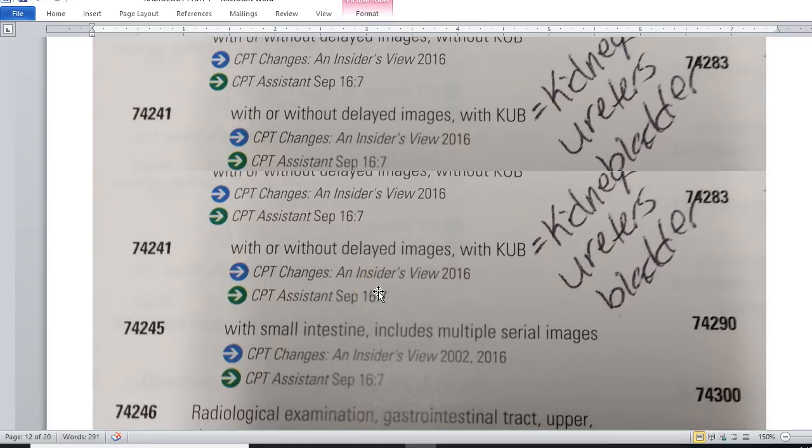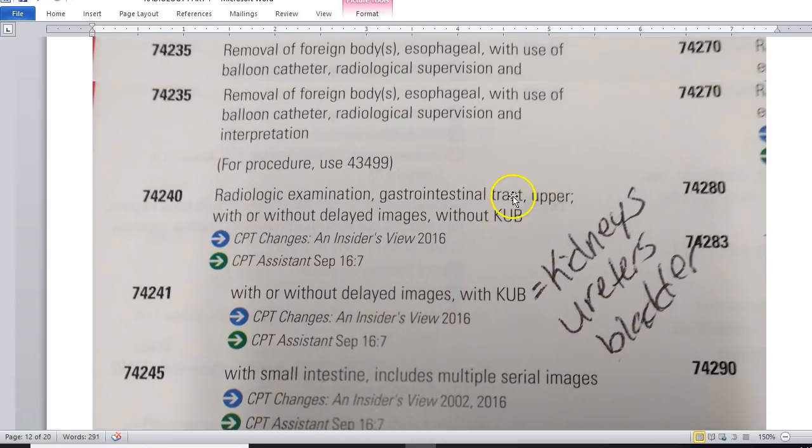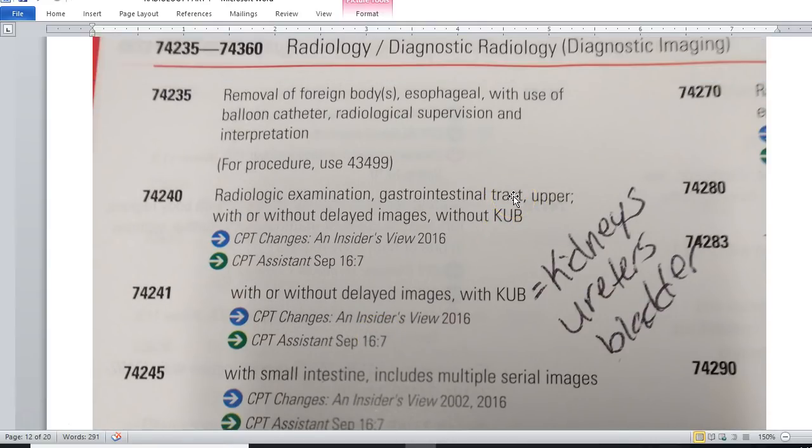So I want to show you guys this because this is one that, if you haven't seen it in a medical terminology or anatomy and physiology book, a lot of people forget about it. So I'm looking at 74240 and 74241. It has without KUB or with KUB. KUB stands for kidneys, ureters, bladder. So again, this is one of those things that a lot of people forget.